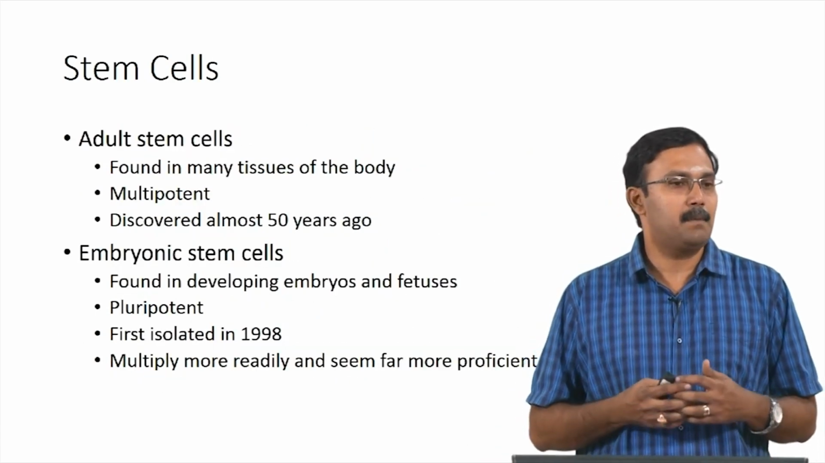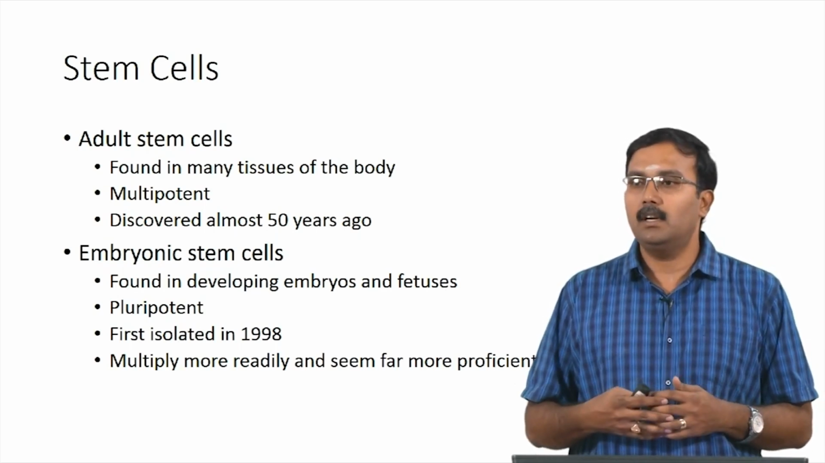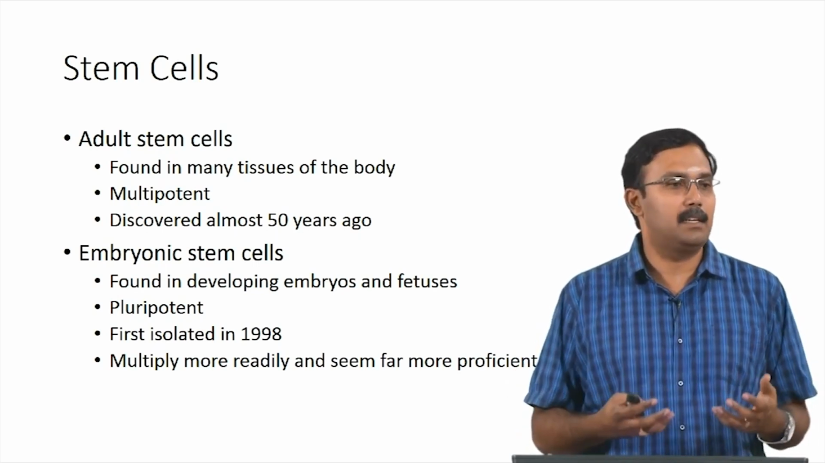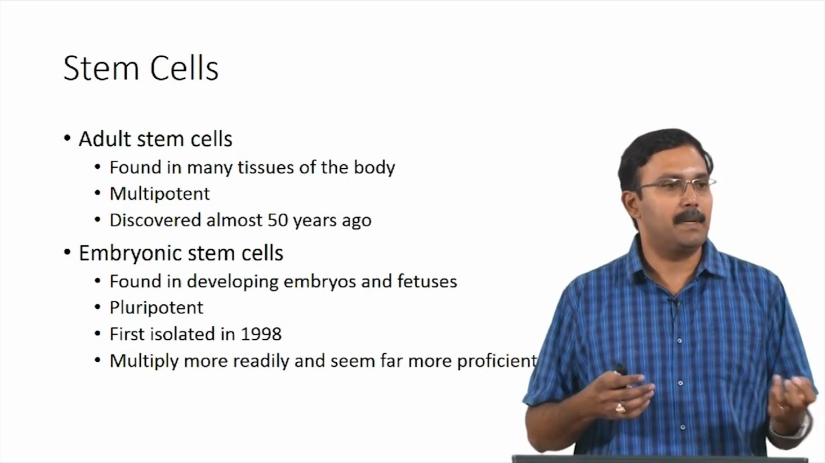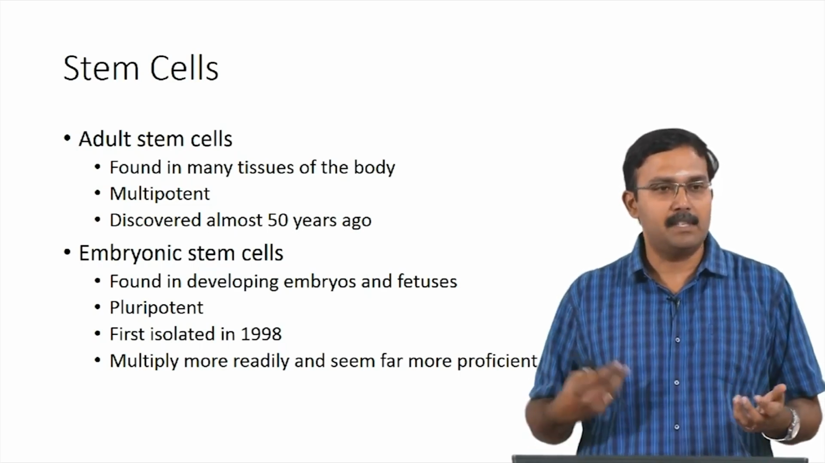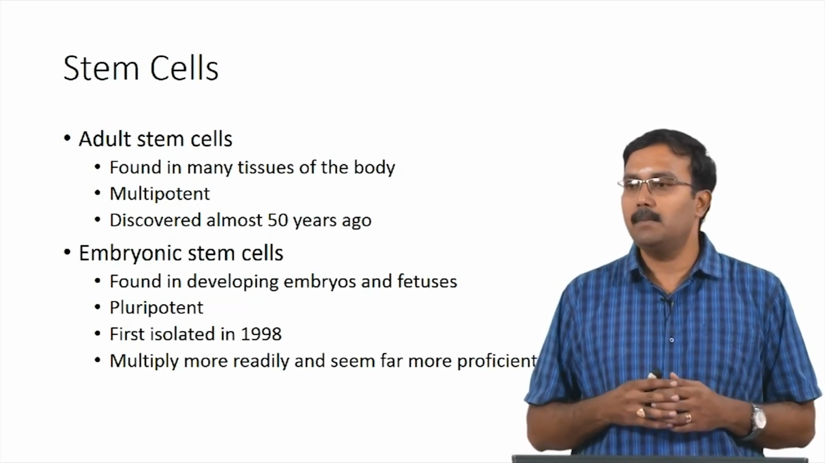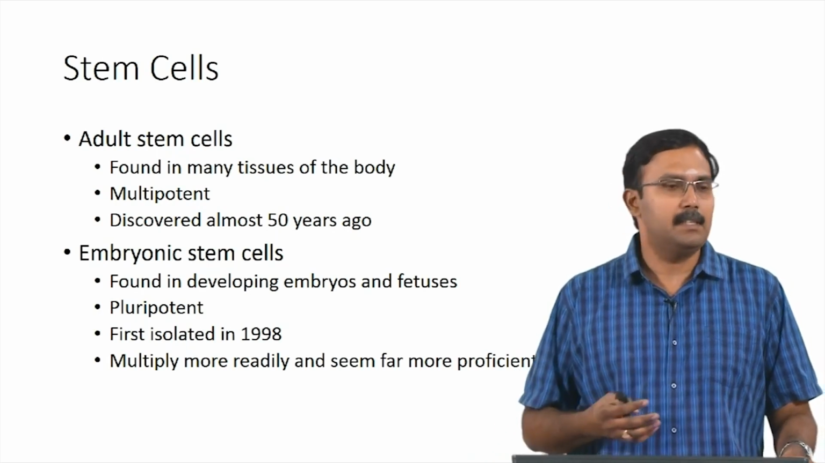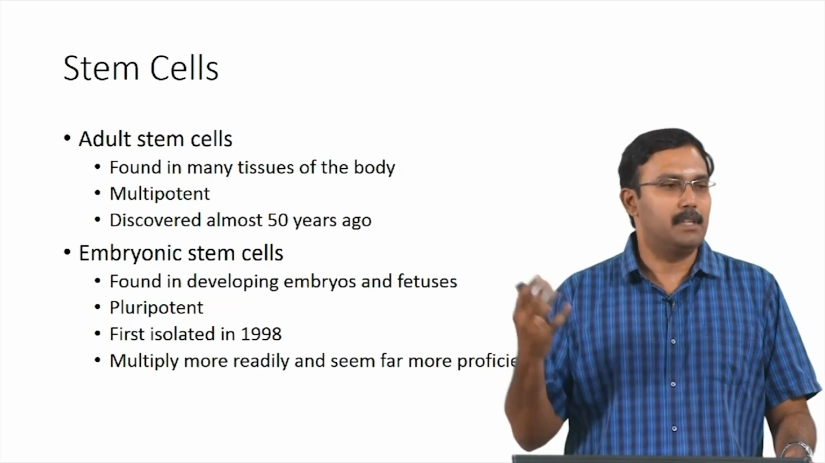Stem cells are broadly classified as adult stem cells and embryonic stem cells based on where you get them from, right. If you are getting it from an adult organism, then it is an adult stem cell, and if you are developing an embryo from which you are harvesting these stem cells, then it is called an embryonic stem cell. Adult stem cells are present in different parts of the body. They are multipotent, and these were discovered more than 50 years ago now.